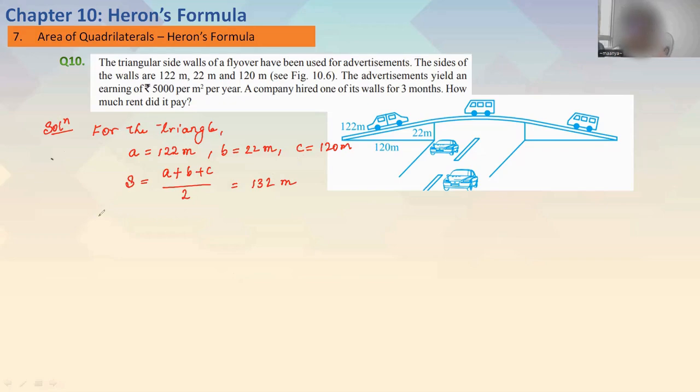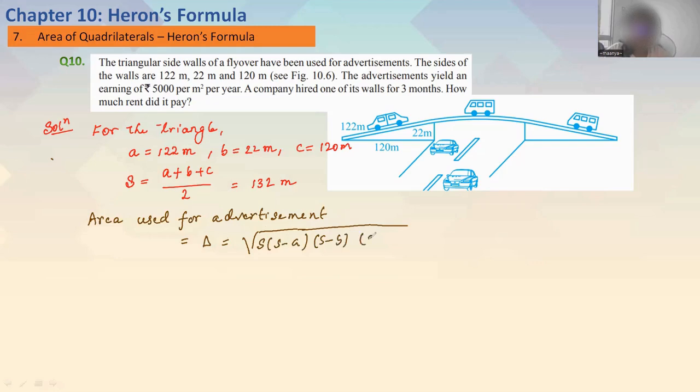Next, area equals root of S minus A, S minus B, S minus C. Area used for advertisement, that is going to be the area of the triangle, under root S into S minus A, S minus B, S minus C, which is equal to 132 into 10 meters into 110 into 12. Very good.